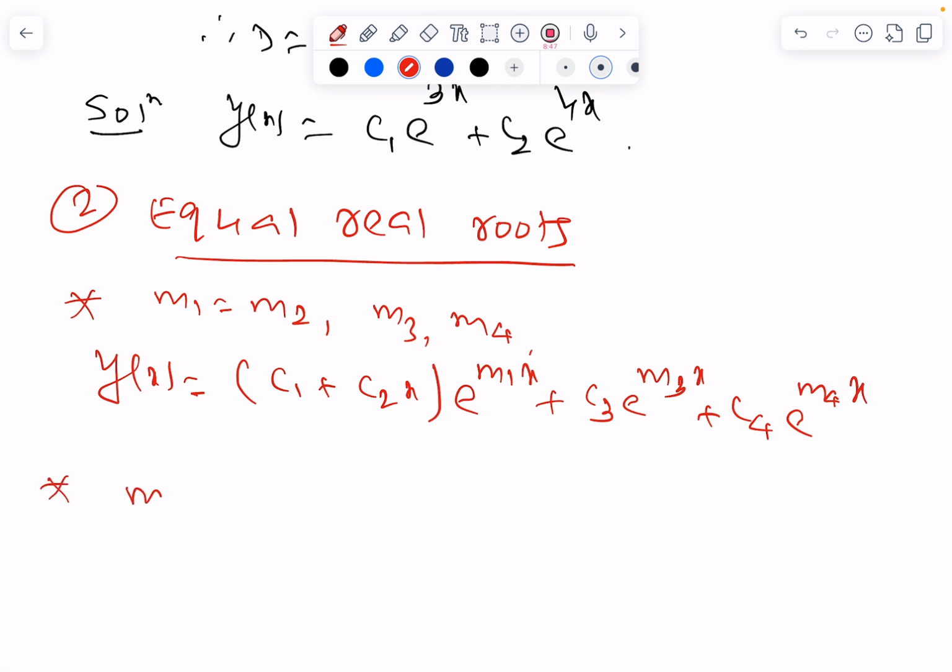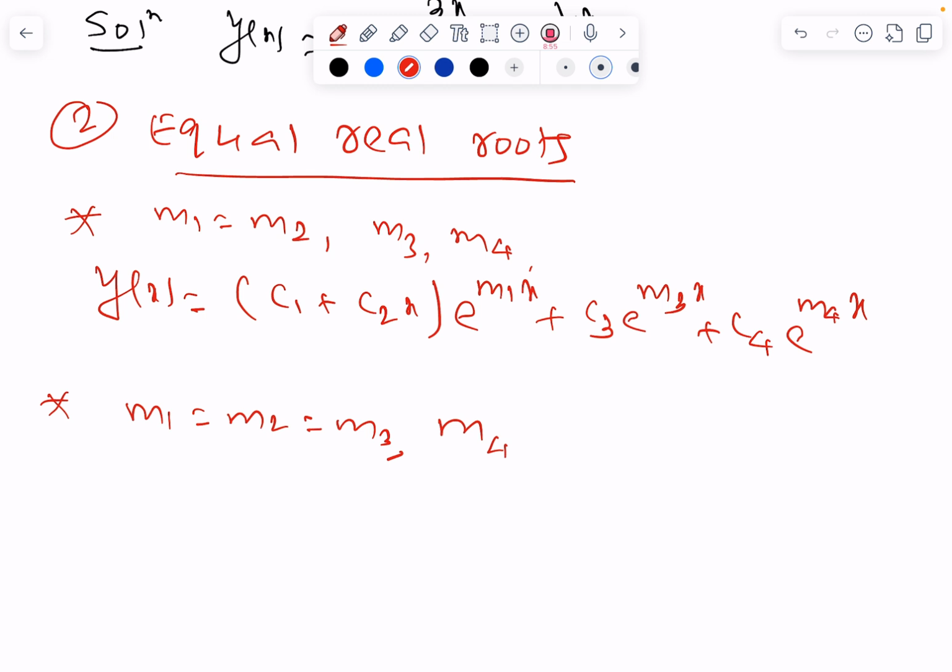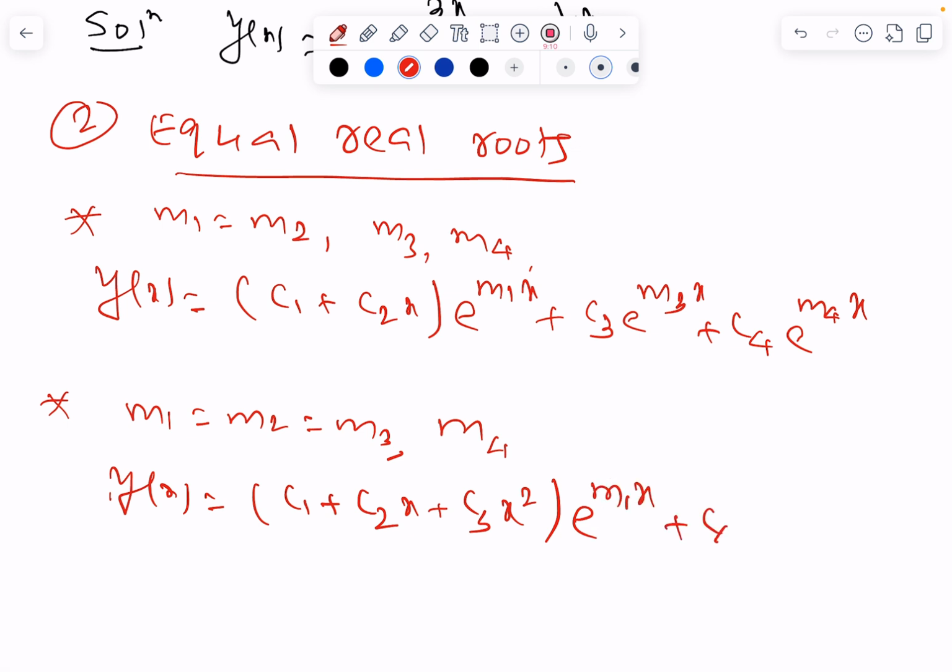It may also be like this: suppose m1 equal to m2 equal to m3. These are three equal roots and the fourth root is different. Then the solution looks like this: y equal to (c1 plus c2x plus c3x square) e power m1x plus c4 e power m4x.